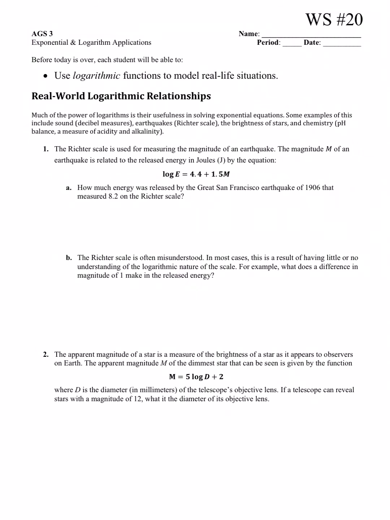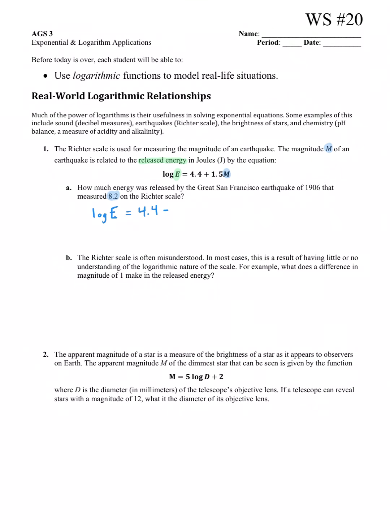The Richter scale is used for measuring the magnitude of an earthquake. The magnitude, the value m, is related to the released energy in joules. So released energy is going to be the E by this equation. How much energy was released by the Great San Francisco earthquake of 1906? It was a real earthquake, and it burned down a lot of the city of San Francisco because they had a big fire. It measured 8.2 on the Richter scale. So how much energy was that in joules?